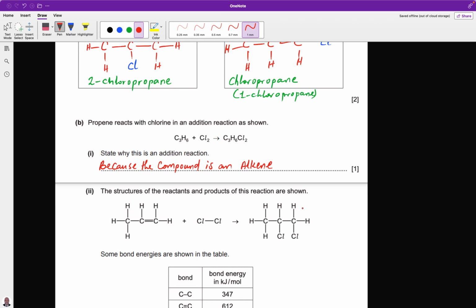Now, propene reacts with chlorine in an addition reaction as shown. Propene is an alkene. It reacts with chlorine in this way. State why this is an addition reaction. It is an addition reaction because the compound is an alkene, or because it has a double bond. There is addition across the double bond.